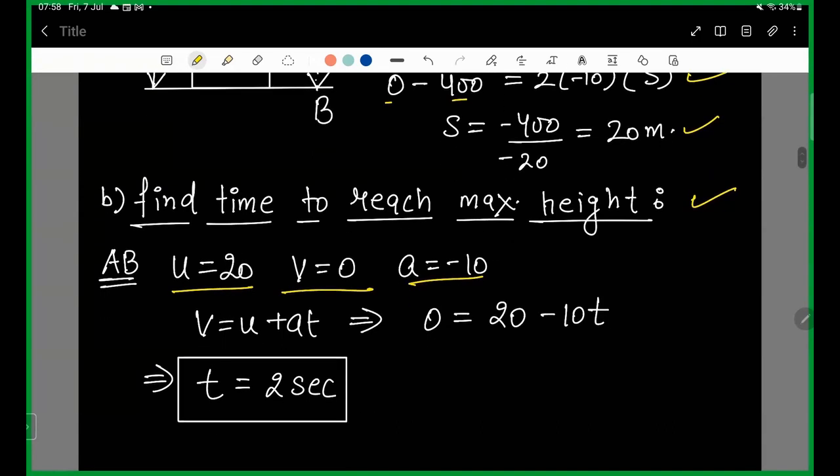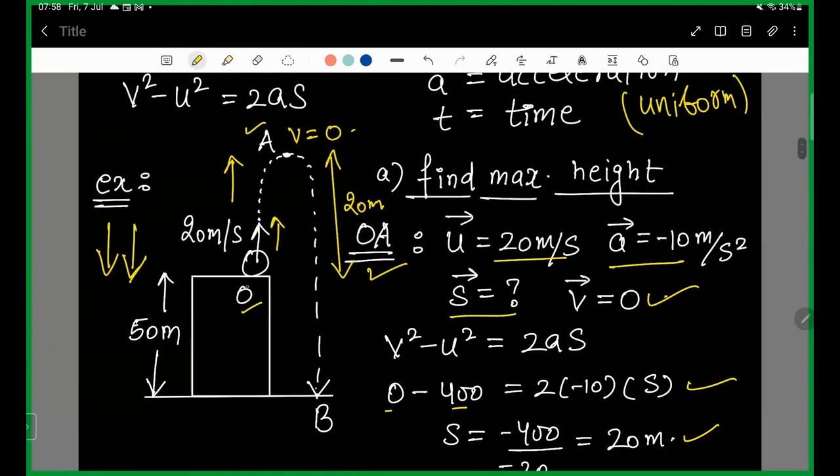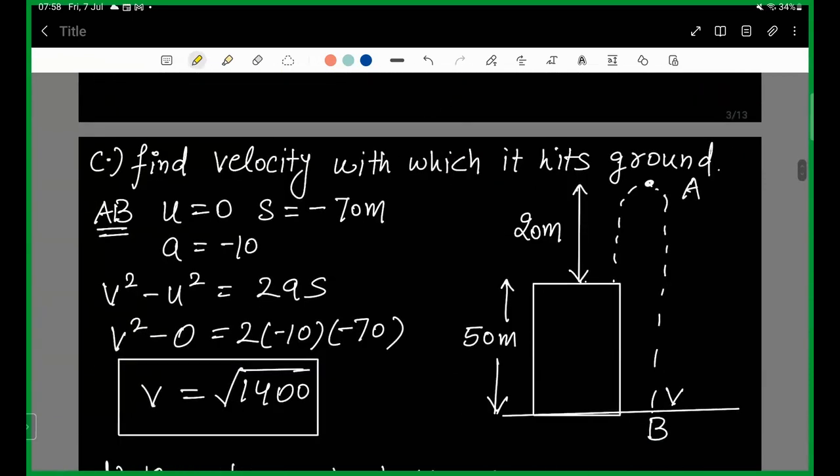So V equals U plus at. And if you put the values, you will get t equals 2 seconds. So the total time it will take to go from 0 to A is 2 seconds. So we got our second answer as well. Okay. Now let's come to the third.